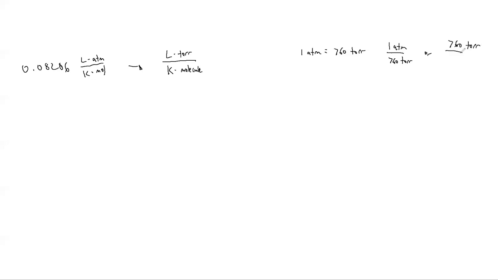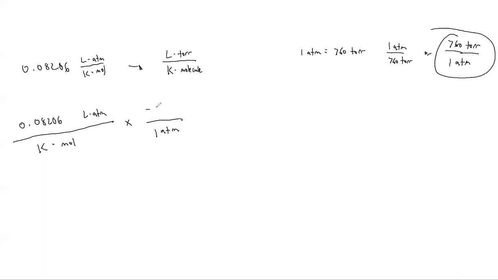760 torr over 1 ATM. Okay. 0.08206 liter atmosphere. Sorry, I wrote that kind of far away. Kelvin mole. Okay, we got atmospheres in the numerator. We got to cancel them out in the denominator. So I'm picking this conversion factor, 760 torr. Okay, so liters cancel out. Atmospheres cancel out.